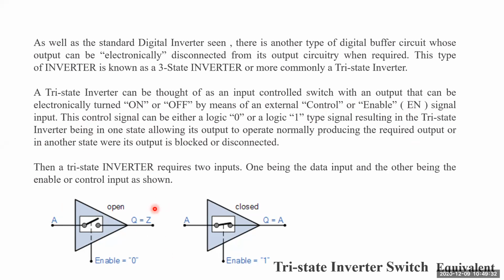Because of that, disconnection takes place between the output and input, and the output will be obtained as high impedance, that is equal to Z. Then the tri-state inverter requires two inputs over here, that is input A and enable. These are the two inputs. One being the data input, which will be the information which has to be passed, and the other will be the control input.